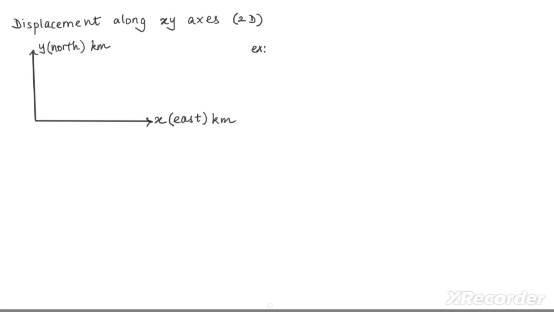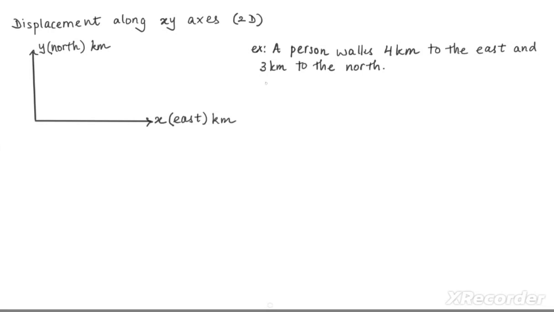So let's do an example. Say a person walks 4 kilometers to the east and then 3 kilometers to the north. So find the displacement.